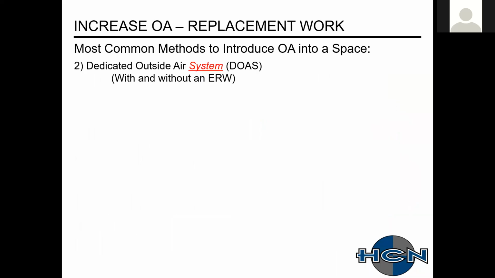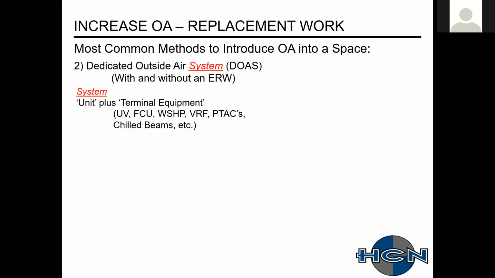All right. The second method for introducing outside air is a dedicated outside air system. The acronym is DOAS. Once again, this is with and without ERW. I just highlighted the word system because this is a unit as well as what I'll consider to be called terminal equipment. Terminal equipment examples are unit vents, fan coils, water source heat pumps, et cetera, like that.